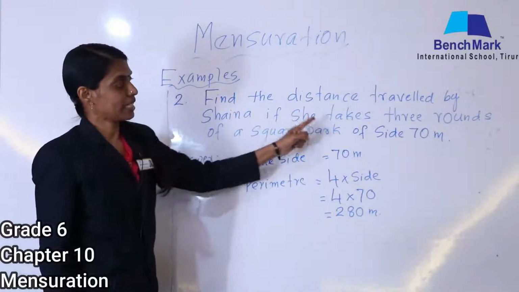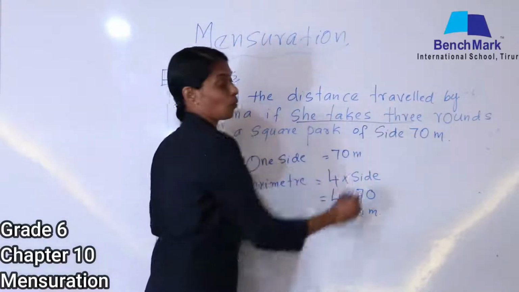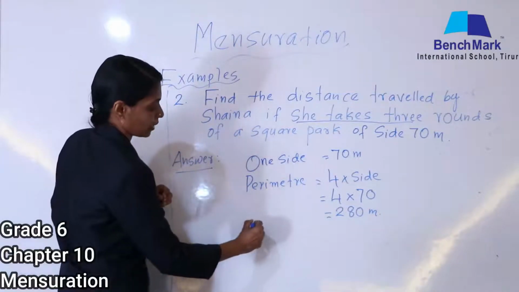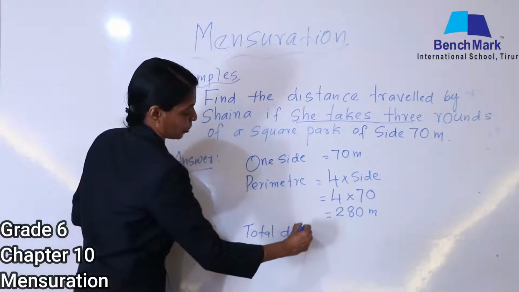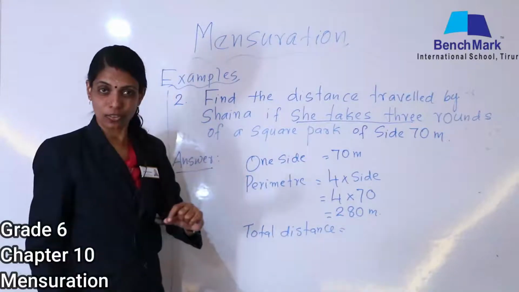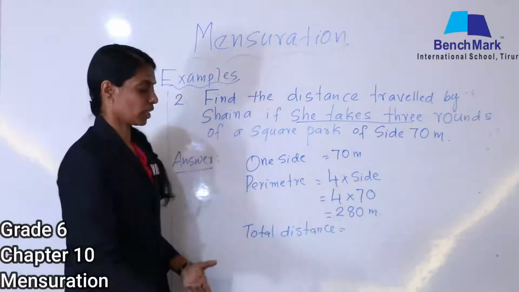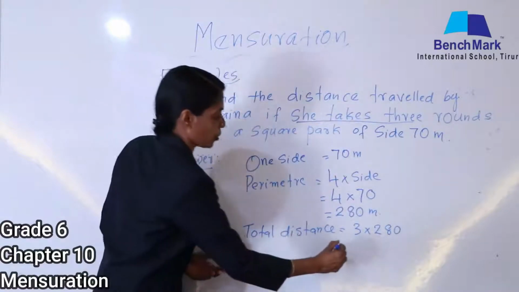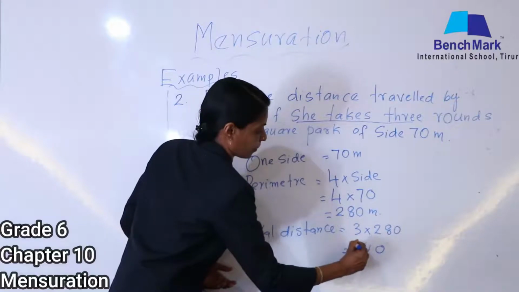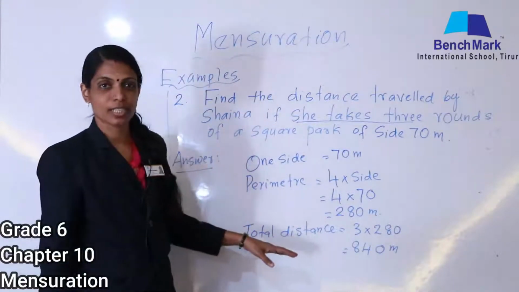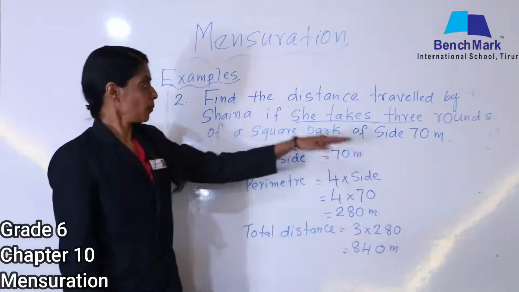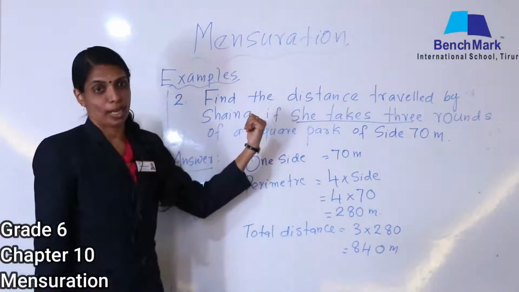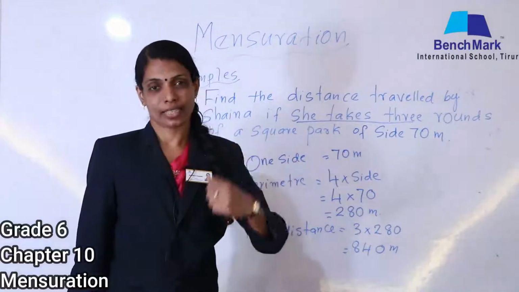But there is an important thing given here. What is that? If she takes 3 rounds, she is not taking 1 round, she is taking 3 rounds there. Okay, so let's go for finding the total distance. If it is 1 round, it is 280 meters, and if it is 3 rounds, how do you find it? 3 times 280, and how much do you get here? 840 meters will be the final answer for this question. So Shena is covering a distance of 840 meters on this square park. Now we will see more questions in the exercises.